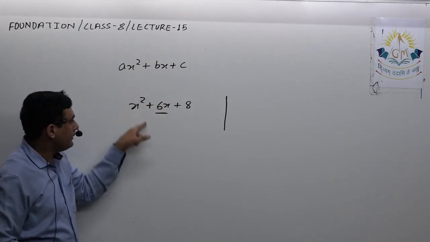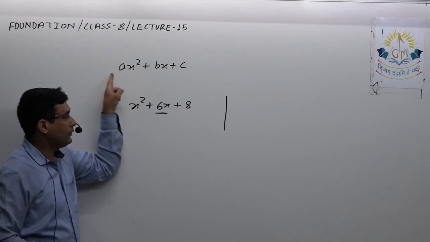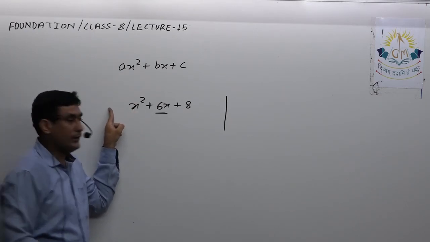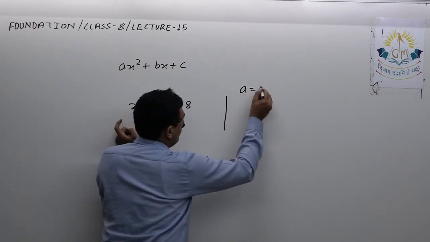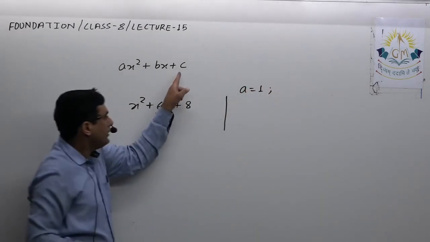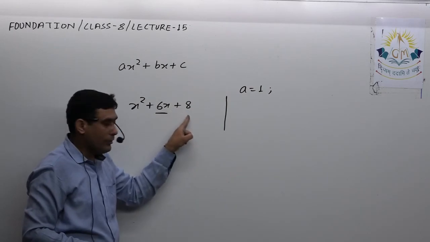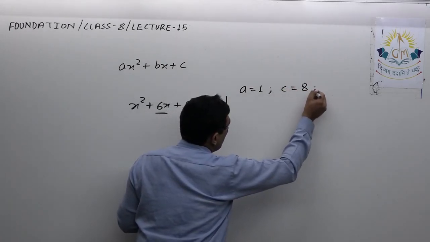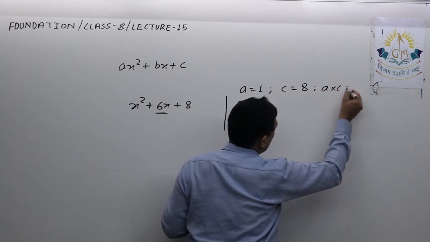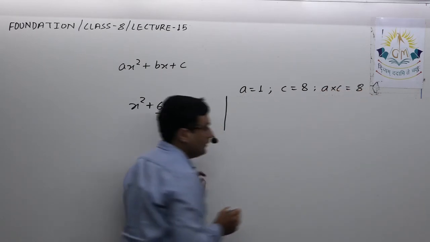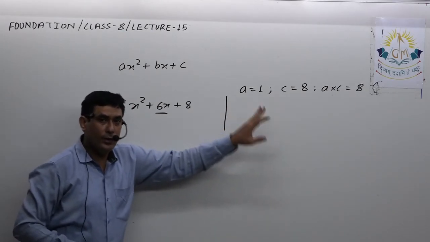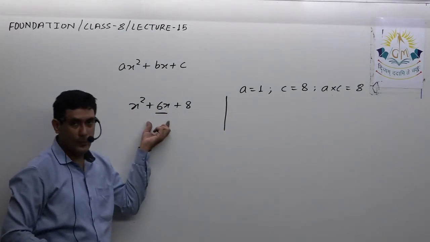See, if I compare these two, here the coefficient of x square is a, here the coefficient of x square is 1. So I can say a is 1. Here the constant term is c, here the constant term is 8. So I will say c is equal to 8. So a multiplied by c will be 8, isn't it? So now we have to find the factors of 8, and using those factors we have to split this.